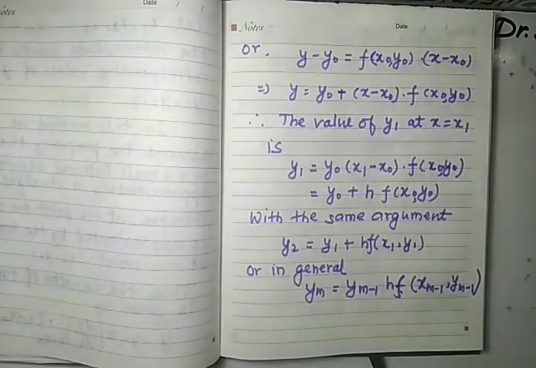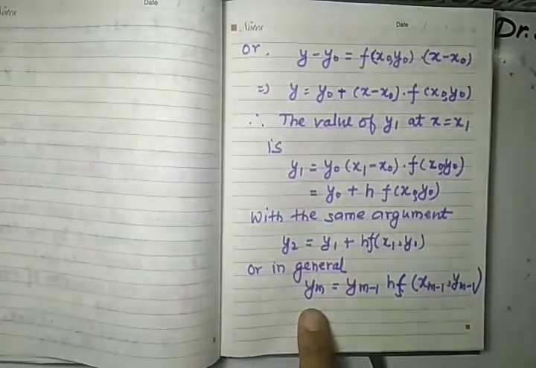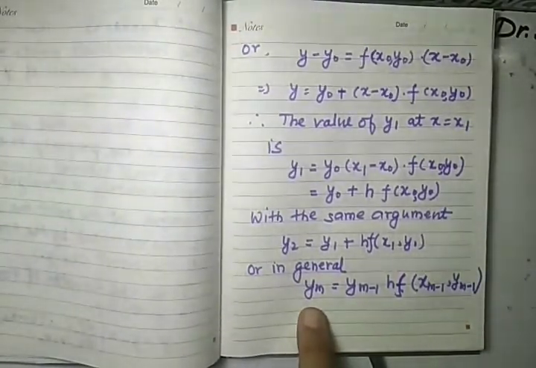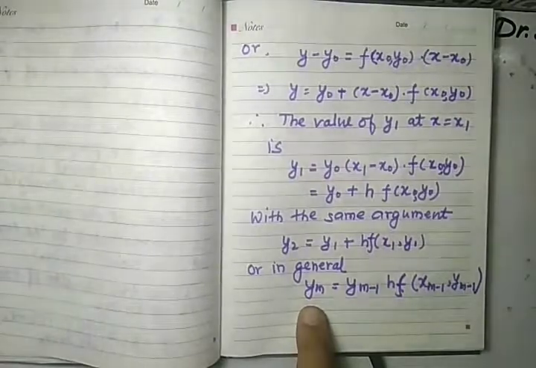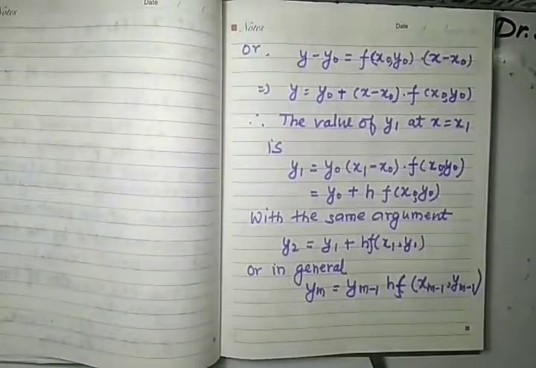With the same argument, we can determine y2, and y2 is given by y2 = y1 + h f(x1, y1), or in general we can write y_m = y_(m-1) + h f(x_(m-1), y_(m-1)). So this is the final result that we need to determine, that is the value of y_m. We would like to determine y at x_m.